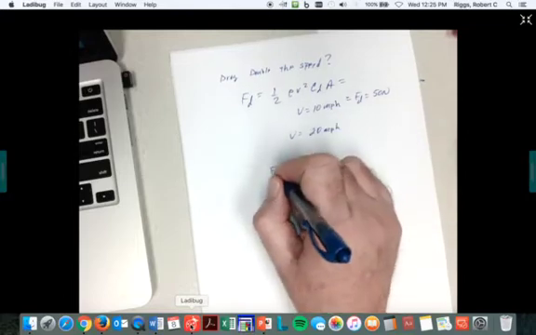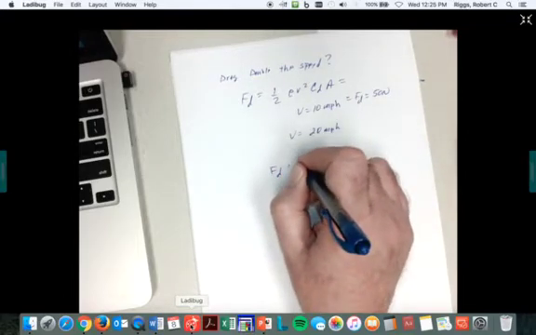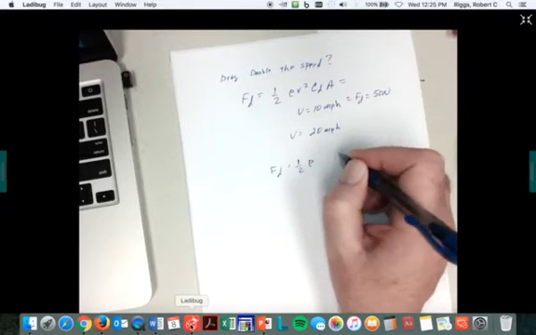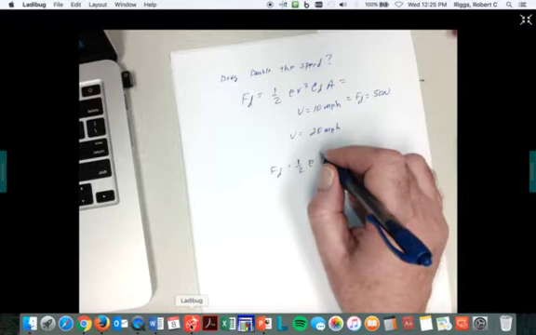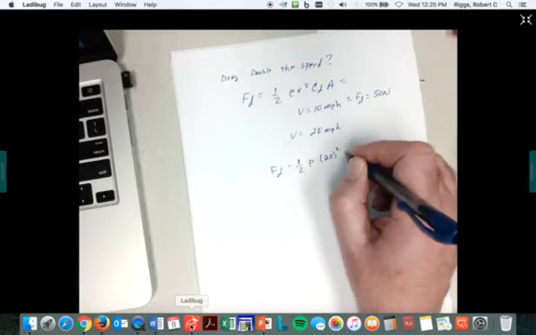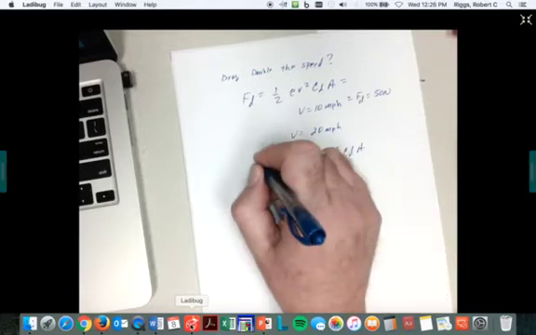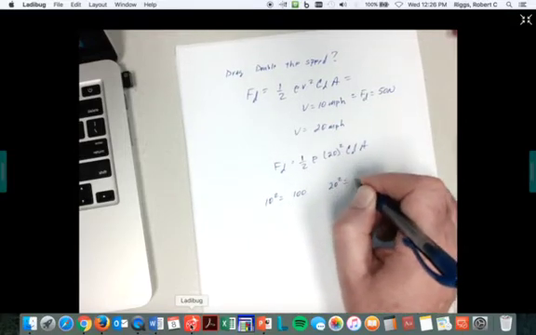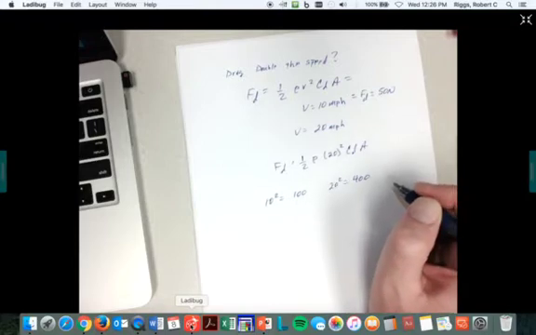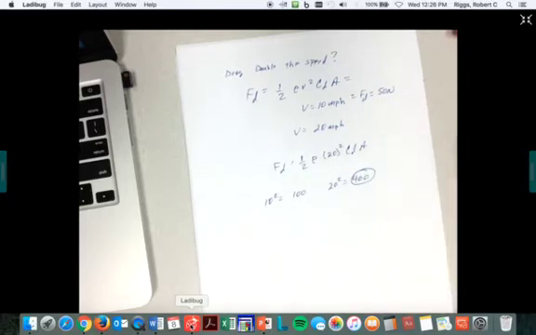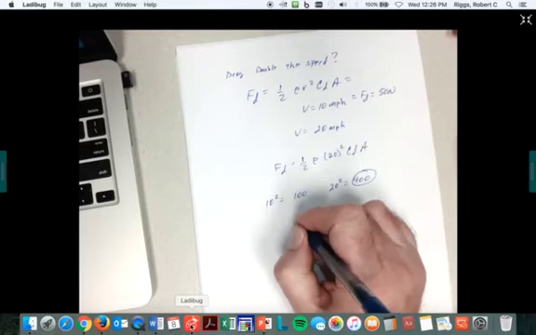Then the force of drag is equal to 1/2 rho, which is already a number, times 20 squared times C. The rest is still the same. Look at the difference: 10 squared is 100 and 20 squared is 400. Oh my gosh. So by doubling the speed, the drag goes up 4 times, because the speed is squared.